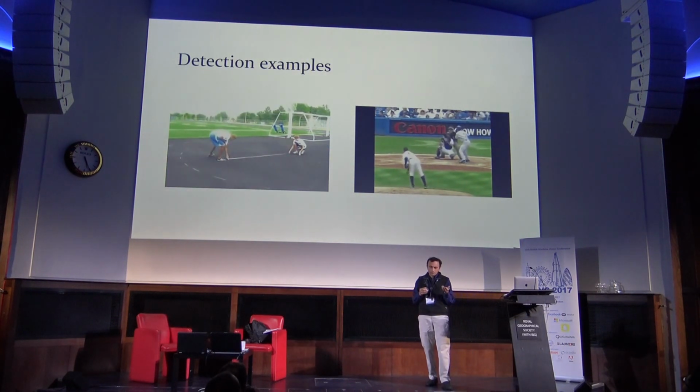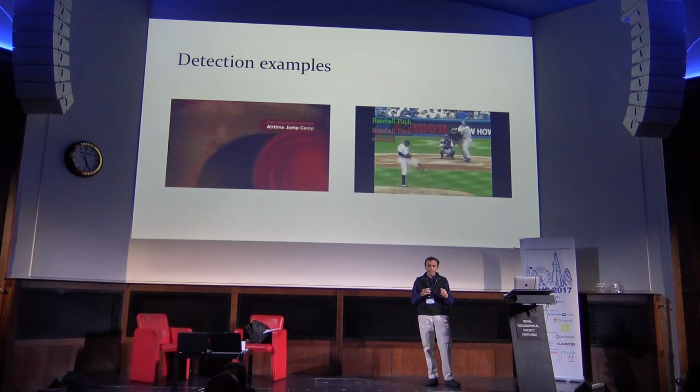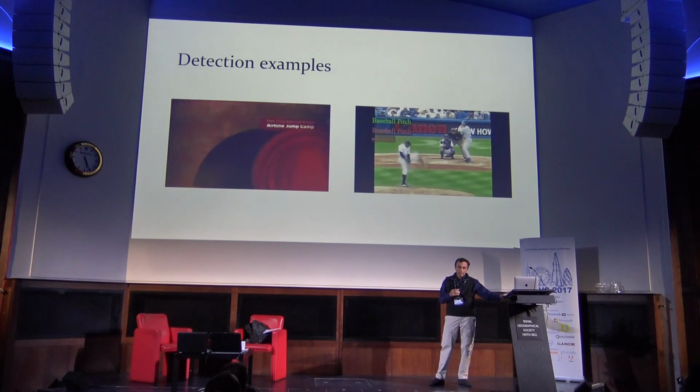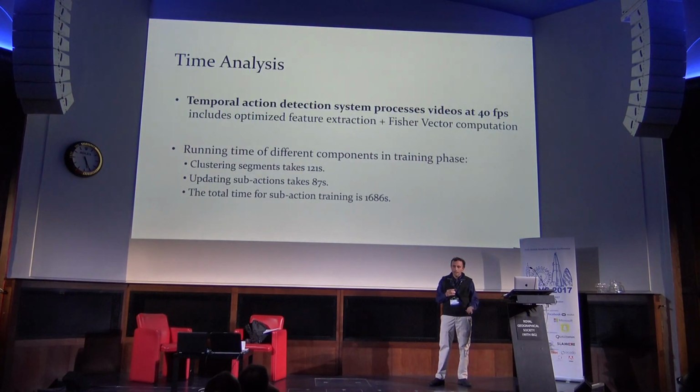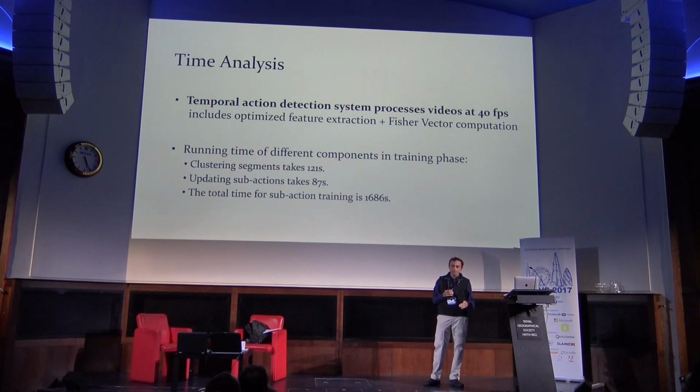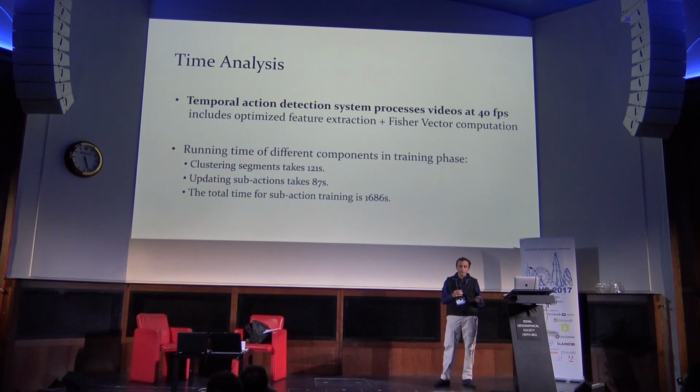You can see the temporal localization is showing up as just labels there. This particular method doesn't do spatial localization. And then in terms of running time, it can process videos at about 40 frames per second using this approach. If you're curious about the running time, clustering the segments and updating sub-actions, you can see the time, and the total time for training is also really small. So from that perspective, it may be an attractive method for people to use, even as a baseline for action localization.